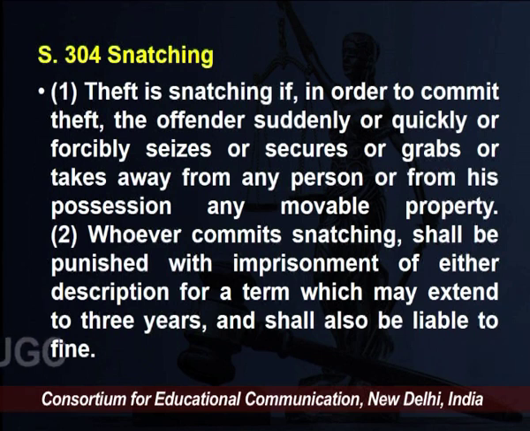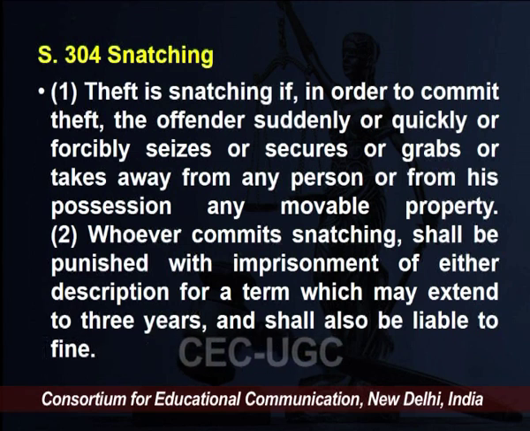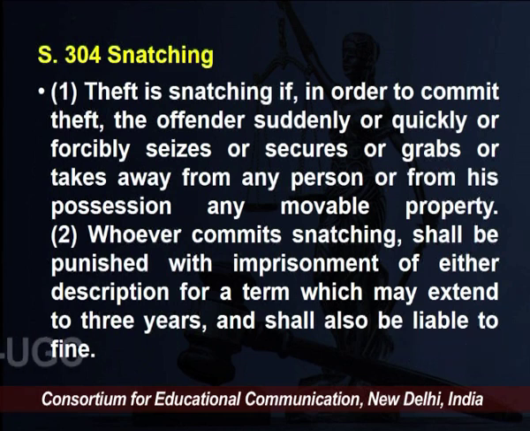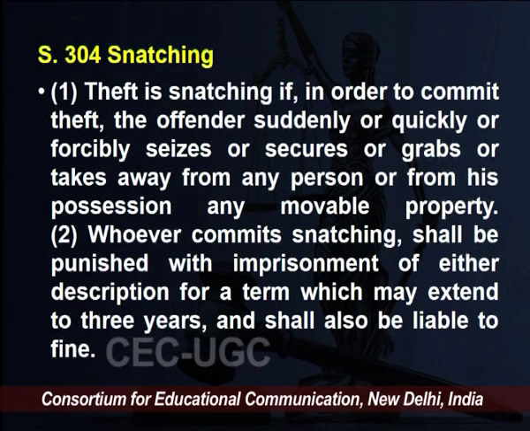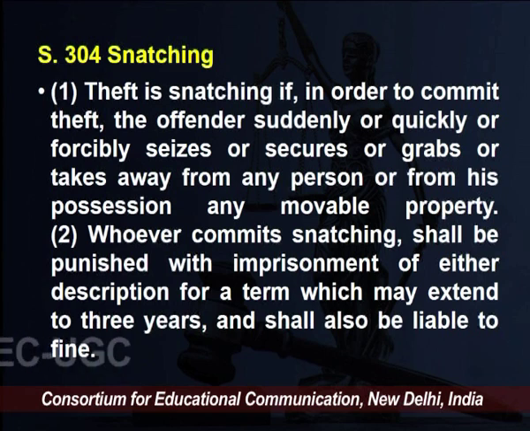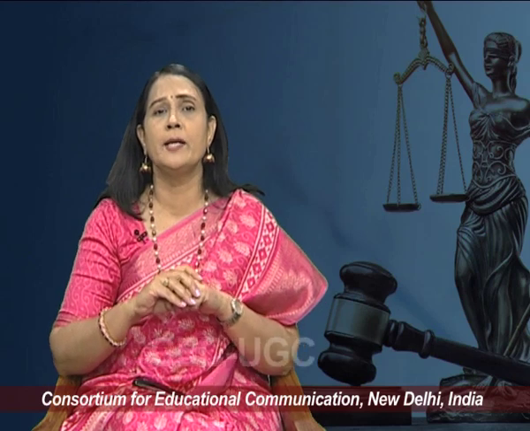It says, theft is snatching if, in order to commit theft, the offender suddenly or quickly or forcibly seizes or secures or grabs or takes away from any person or from his possession any movable property. So, in order to constitute snatching, the first requirement is the ingredients of theft must be there. So, what this implies is snatching can take place only in respect of movable property. There should be absence of consent and it must be taken out of the possession.